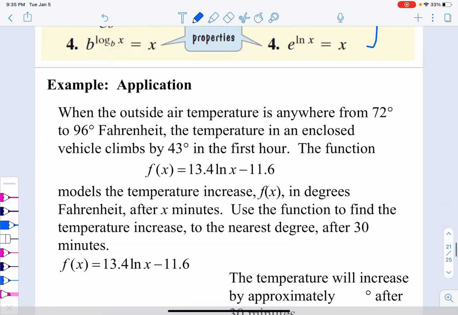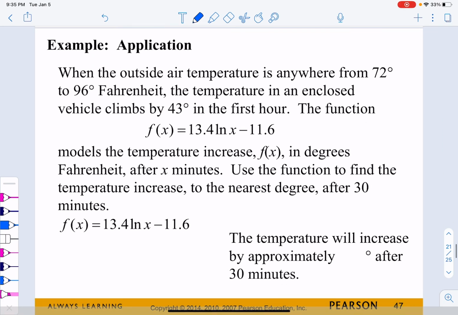And the last example we're going to look at, I believe, says when the outside air temperature is anywhere from 72 degrees to 96 degrees Fahrenheit, the temperature in an enclosed vehicle climbs by 43 degrees in the first hour. This is why people have a fit over people leaving their dogs in their car, right? And they're like, oh no, the window's cracked. The temperature in a car is going to raise really fast.